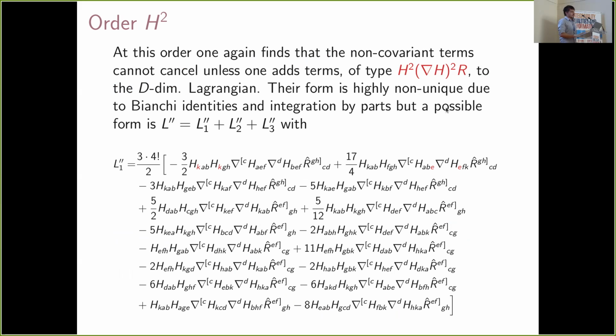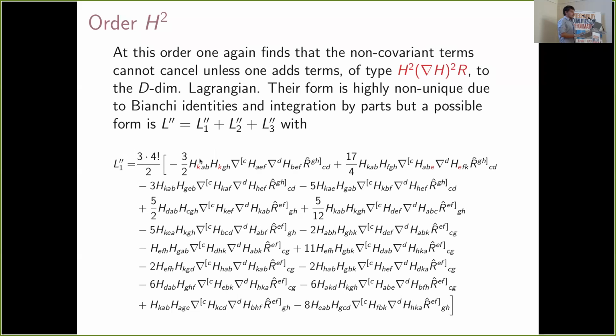And the form of these terms is very non-unique because you can partially integrate in many ways, and you can use Bianchi identities, so they're kind of hard to nail down. But one way of writing the required terms is like this. You can split it into 3 pieces, call them L1, L2, and L3. Just for completeness, I've given them here, though the expressions are quite long.